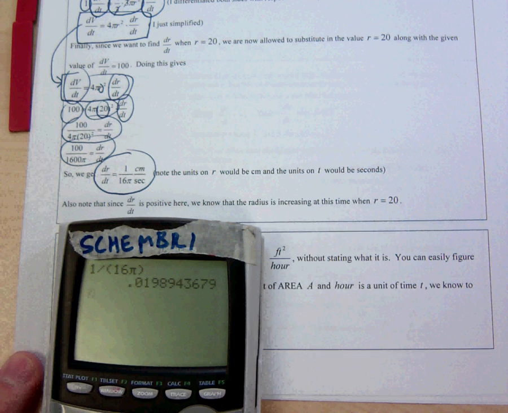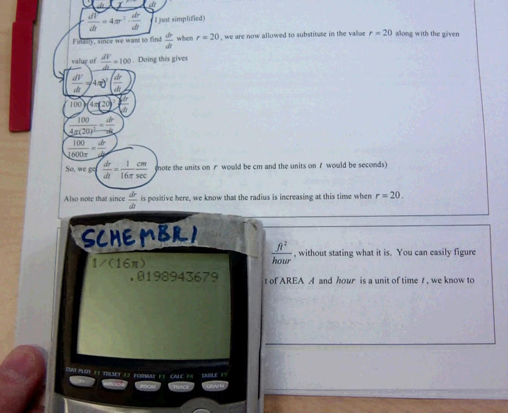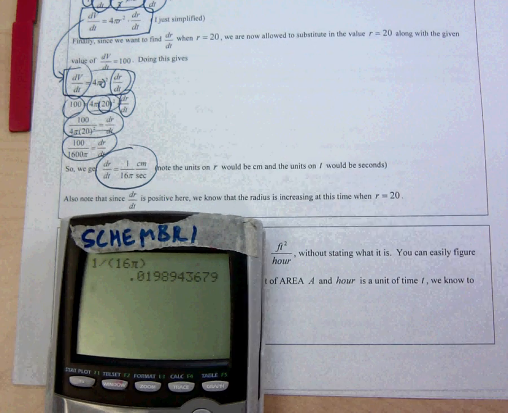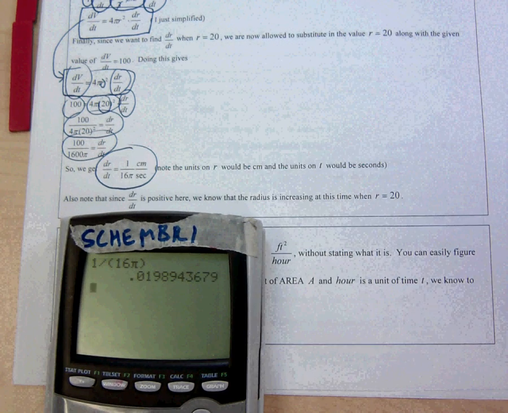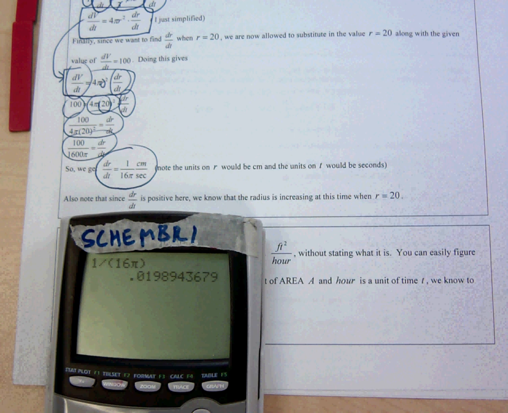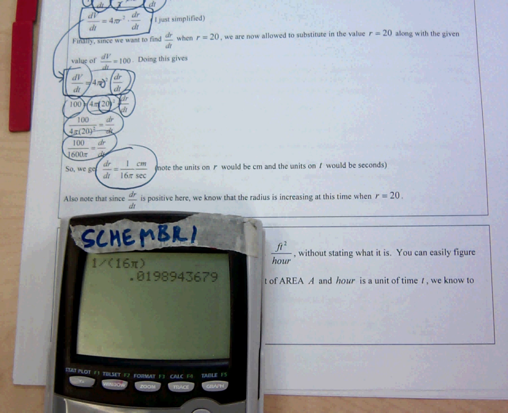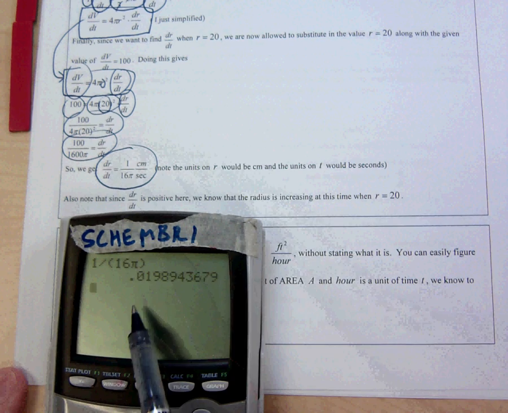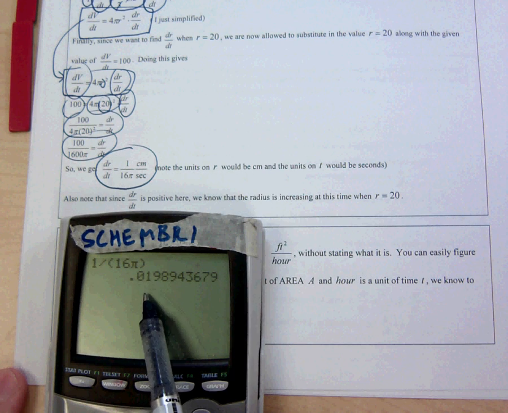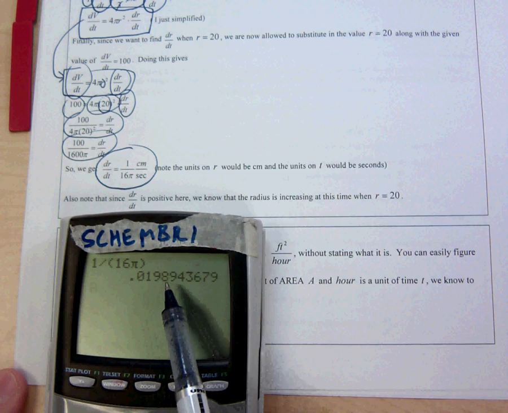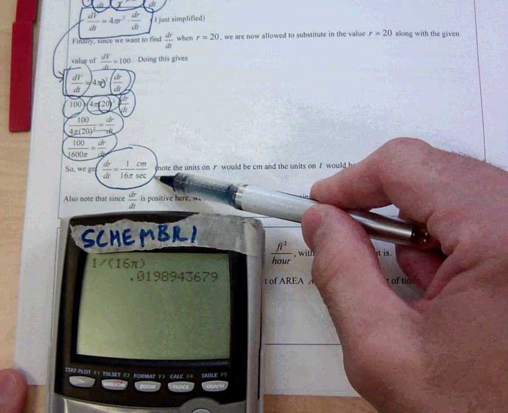That. So again, what that means is, as that balloon is inflated, at the moment in time when the radius is exactly 20 centimeters, if you could put a radar gun on the radius, you would see that the radius is increasing at a rate of what? 0.0198 what? Centimeters per second.